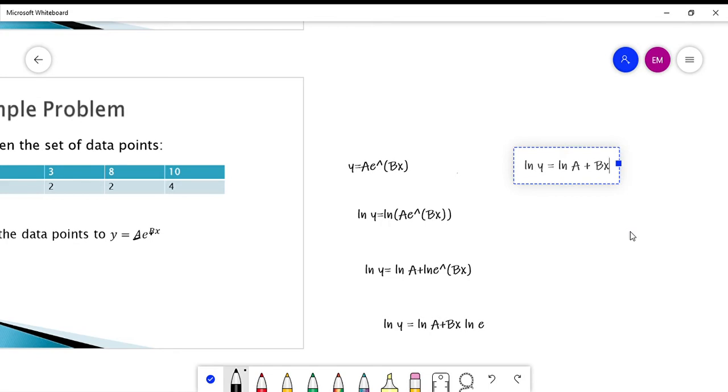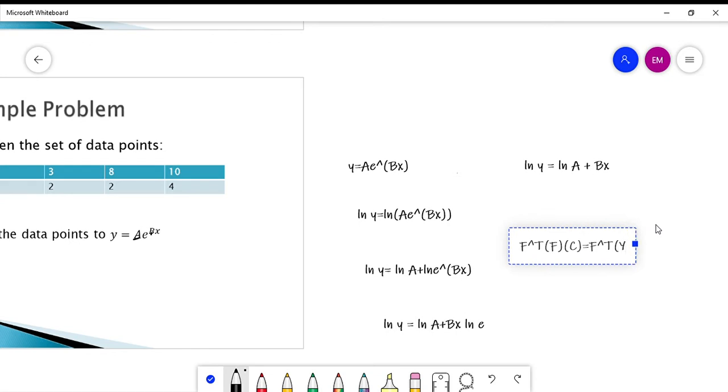And from this one, we will apply the given formula, and that was F transpose times F itself times the column vector C. This is to be equated to the transpose of the matrix times the column vector of y. So we have to supply this, gikan diri sa set of data.